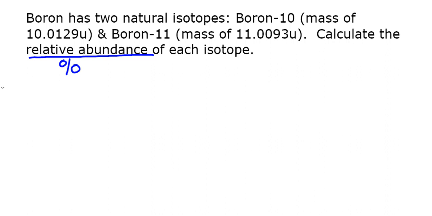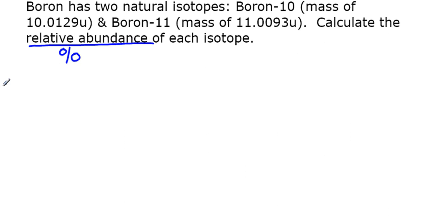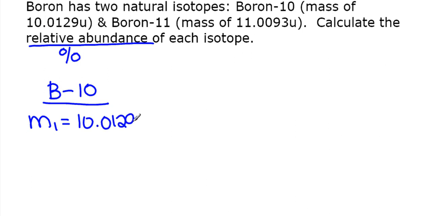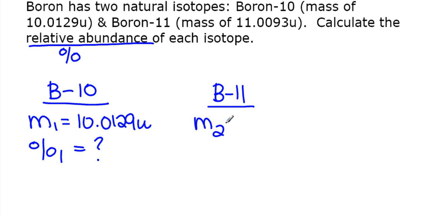So before we even start, let's just organize what we have and what we're trying to solve for. So we have boron 10. Boron 10, its mass, which we'll call M1, is 10.0129 U, and we want to find out what its percentage is. So we're going to call it %1. Then we're going to do the same thing for boron 11. It has a mass, we'll call it mass 2 because it's the second isotope we have, 11.0093, and %2, we also don't know what that is.